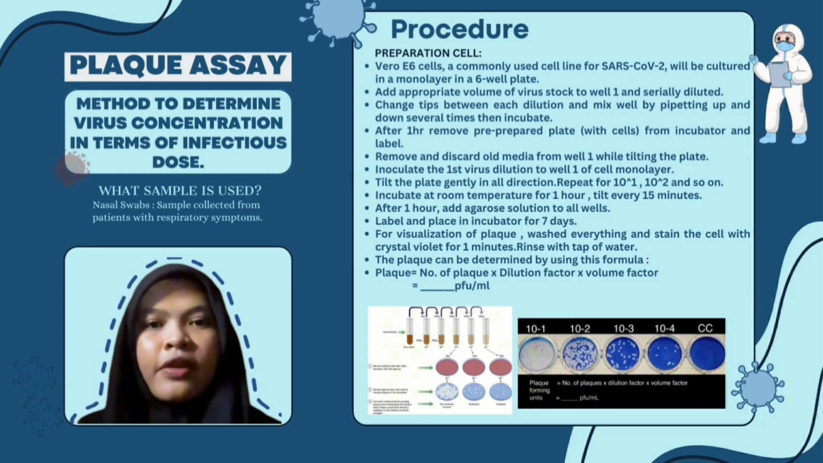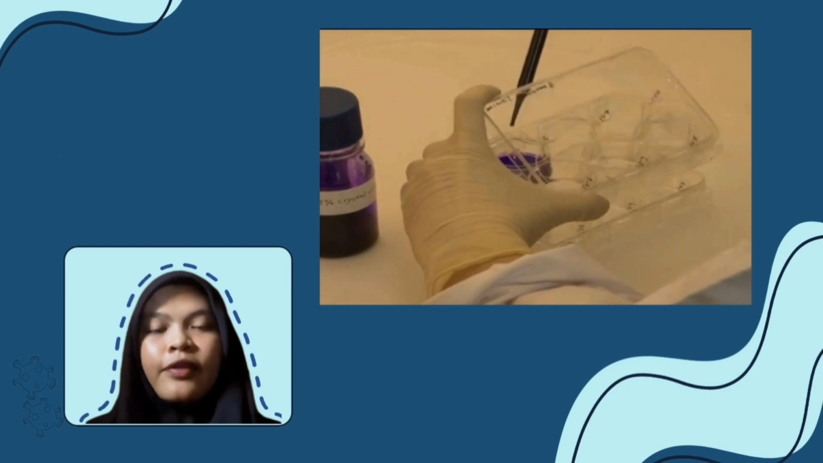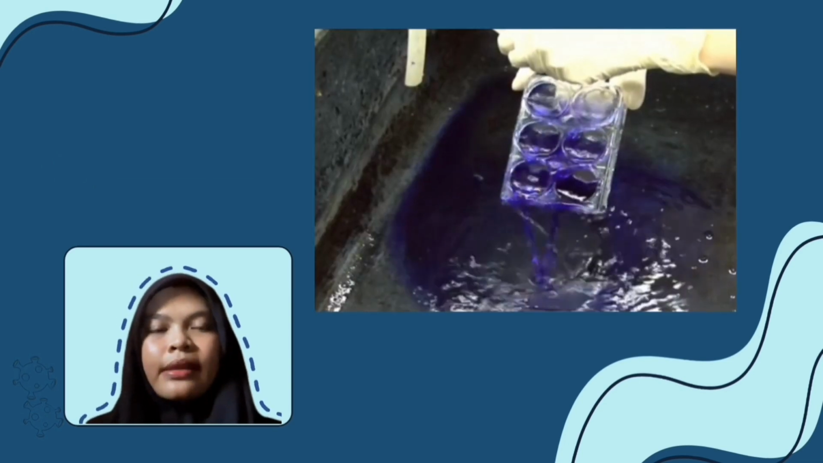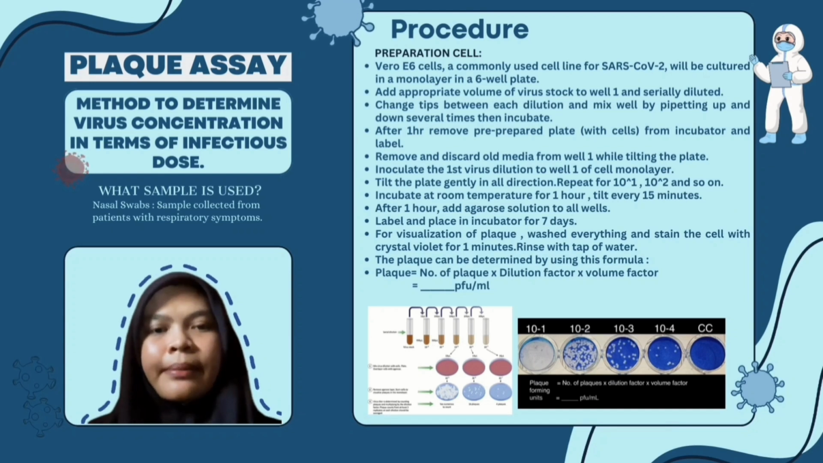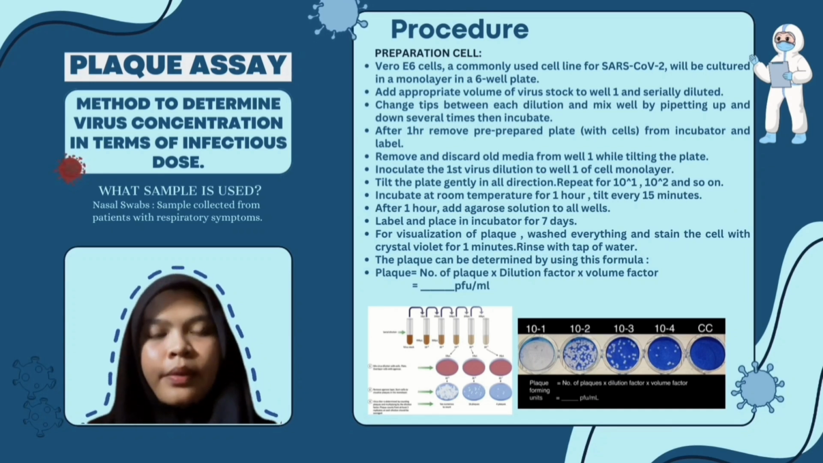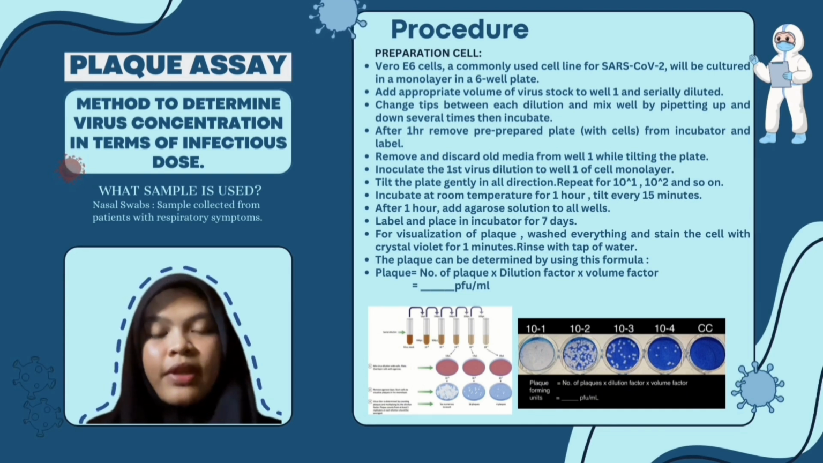For visualization of plaque, wash everything and stain the cells with crystal violet for 1 minute, and then rinse with tap water. So the plaques can be observed and determined by using the formula of plaque, which is equal to number of plaques times dilution factor times volume factor. The unit is in PFU per ml.